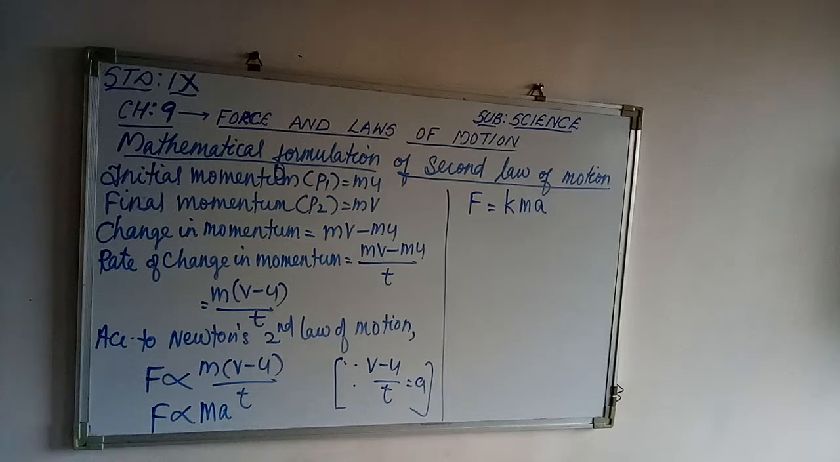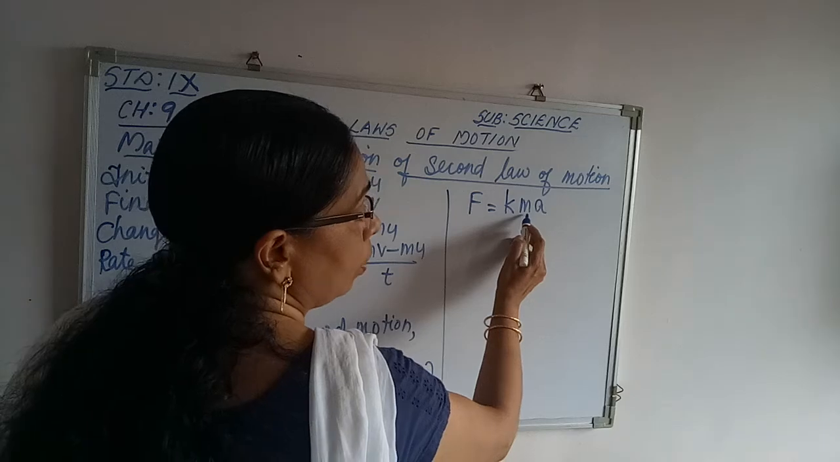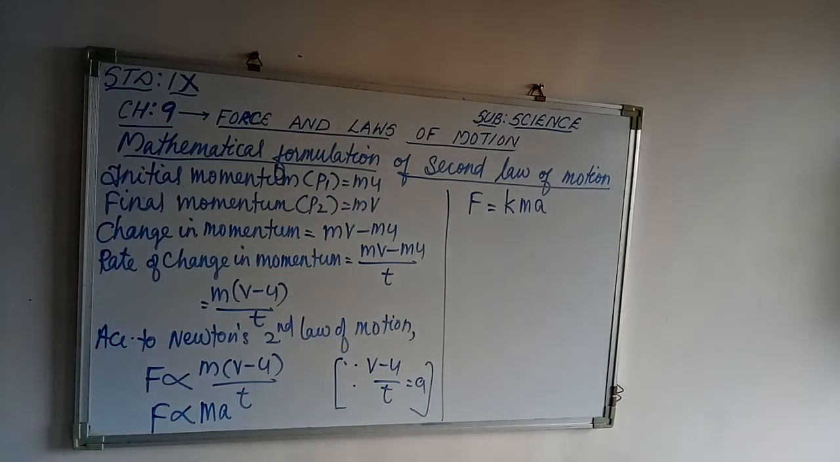Now, the unit of mass and acceleration. We know that it is kilogram and meter per second square respectively. The unit of force is so chosen that the value of the constant k becomes 1. So for this, one unit of force is defined as the amount that produces an acceleration of 1 meter per second square in an object of 1 kilogram mass.